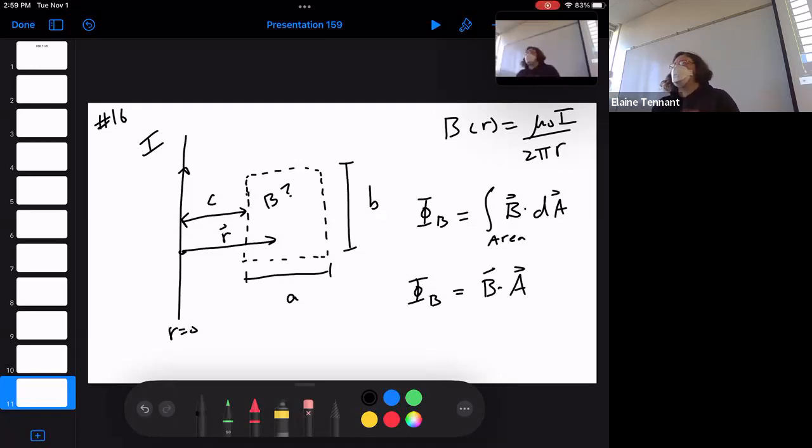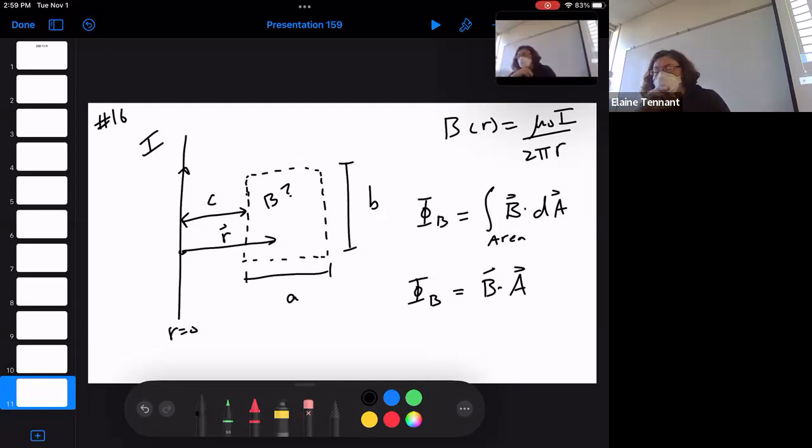Any questions about this? Does this seem like a reasonable concept? We're going to talk about it a whole lot on Thursday, but as a general idea, you take your field, you dot it with your area. Now I need an equation for the magnetic flux through this region.